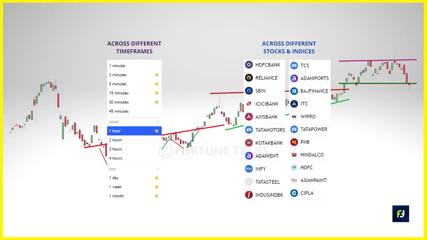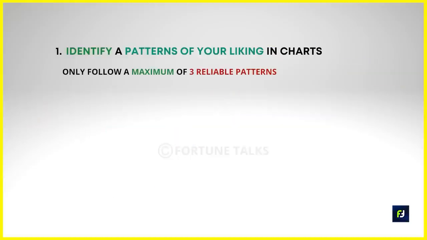So as a trader, you have 2 jobs. First, you have to identify suitable patterns of your liking. Maybe you like trading triangle patterns, or maybe you like pennants and flags and so on. So identify the pattern of your liking. I will suggest you follow 2 to a maximum of 3 reliable patterns rather than going after every pattern you find in the books. Trust me, it will do more harm than good.